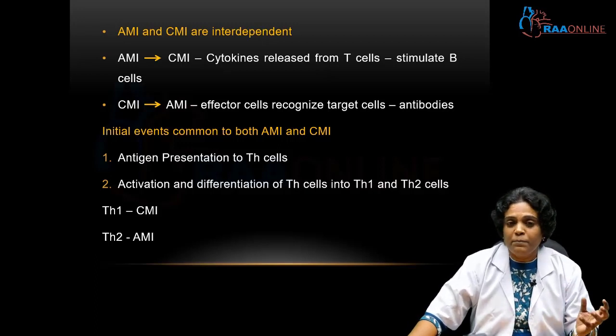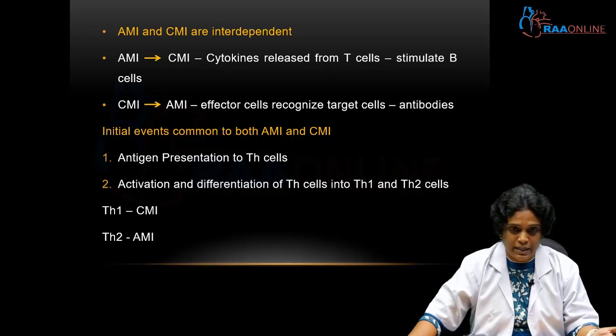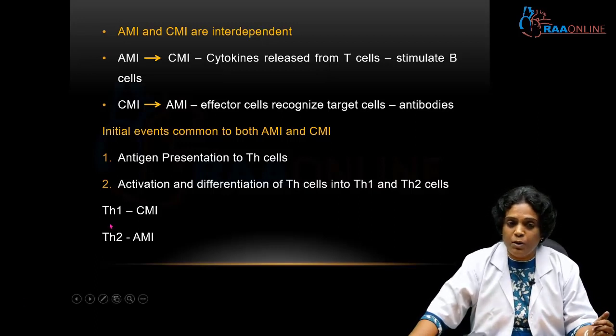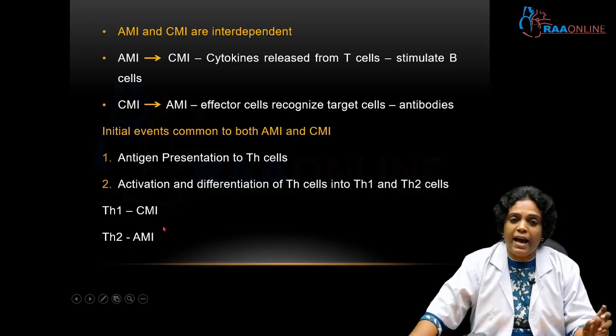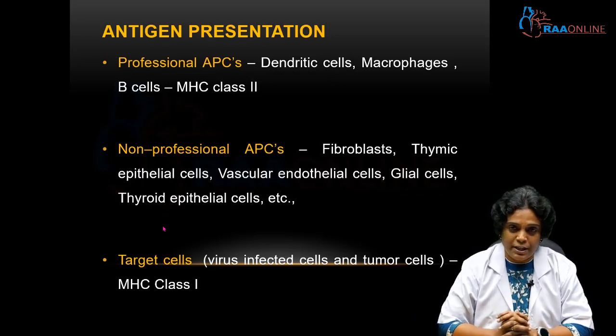Now there are some events which are common to both antibody-mediated immune response and cell-mediated immune response. The first one is antigen presentation to the helper T cells. The second one is the activation and differentiation of helper T cells into two subsets, that is helper T cell 1 and helper T cell 2. Helper T cell 1 induces the cell-mediated immune response, whereas helper T cell 2 will induce the antibody-mediated immune response. So now let's look into the antigen presentation.